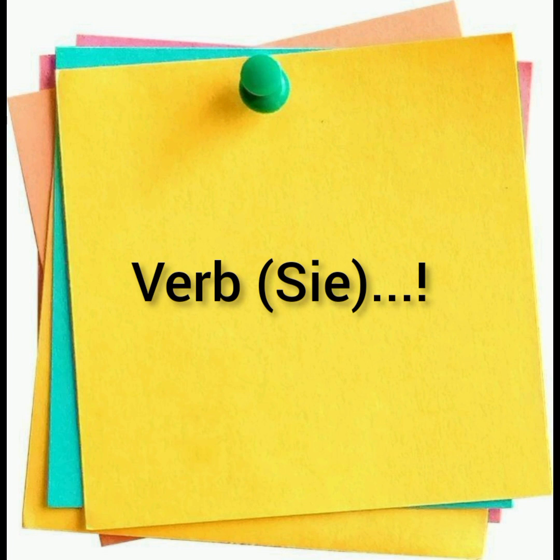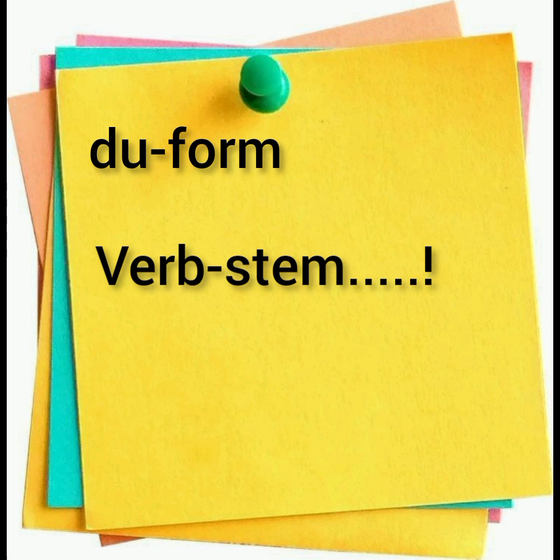Let us now see how to form it in the du form. Normally, du is written with a small letter unless it is the beginning of a sentence. So how do you form it in the du form? Of course, you begin with the verb, but specifically, you will use the verb stem, meaning you remove the ending en. So in the du form, you only use the verb stem, and you also remove the du.